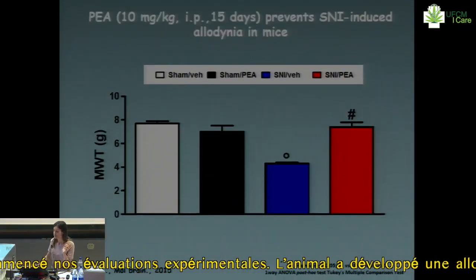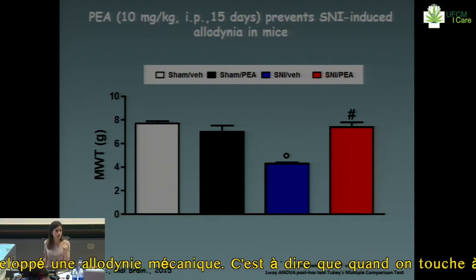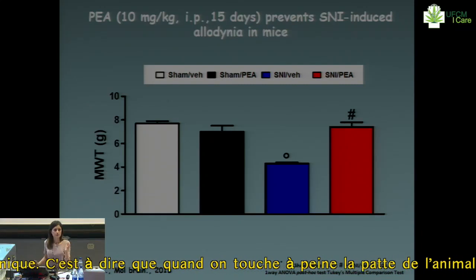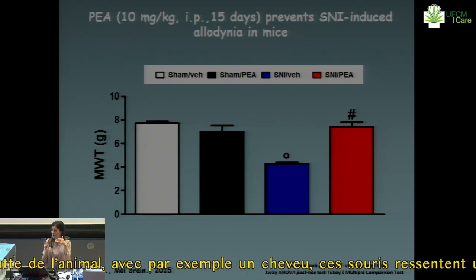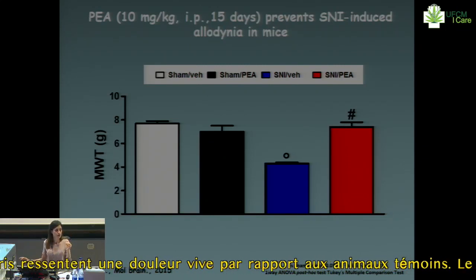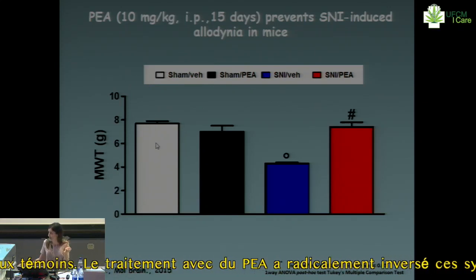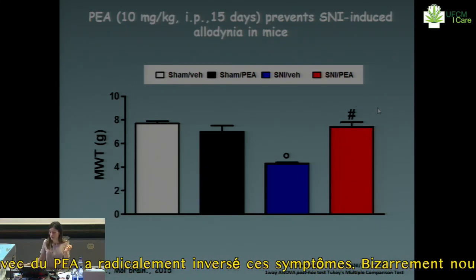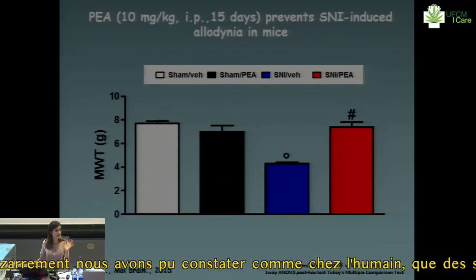First, we found that SNI animals developed mechanical allodynia. It means that when we touch the paw of the animal with a very thin filament, like a hair, they retract the paw. So they felt pain differently from the non-injured animal. And the chronic treatment with PIA significantly reverted this symptom.